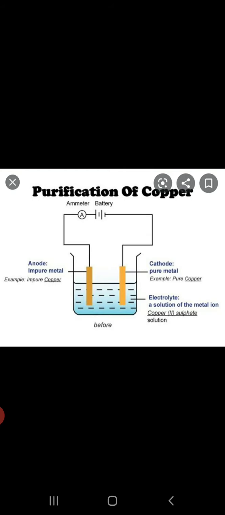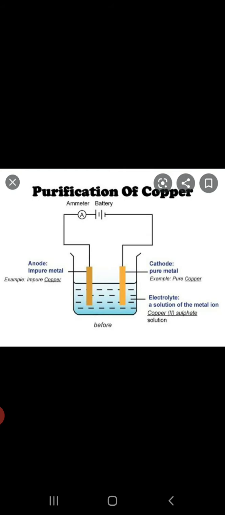We all know that opposite charges attract each other. Yes, so that is the reason the positively charged copper ions will move towards the cathode, which is the negatively charged electrode. Yes, so on passing current, the anode dissolves, but only the pure metal deposits on the cathode.